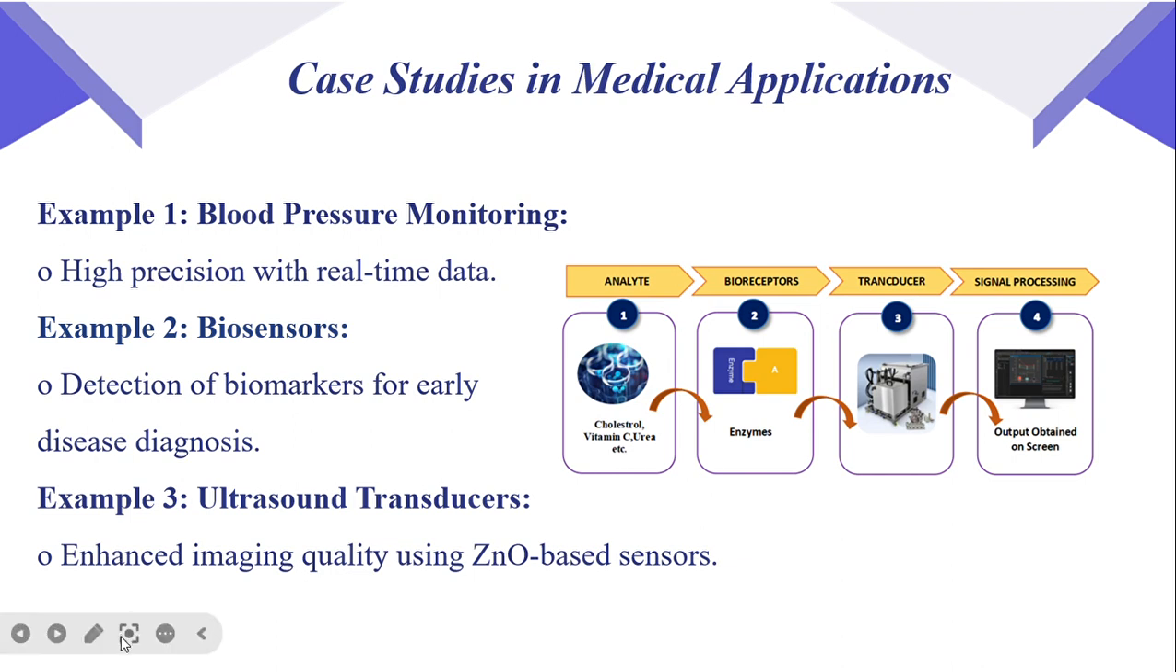Here is the flowchart of how a biosensor works. Basically, firstly we take the analyte. Here is our analyte, like cholesterol, vitamin C, urea, etc. The analyte is further detected by bioreceptors. For example, the bioreceptor here is an enzyme, and then it can be transduced by the transducer. And last, the signal or the output can be obtained on the screen. Third example is the ultrasound transducer, which enhances the imaging quality by using zinc oxide based nanosensors.